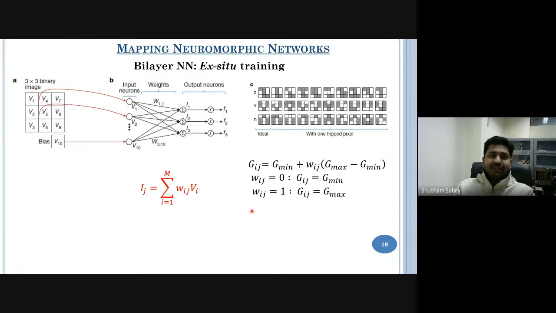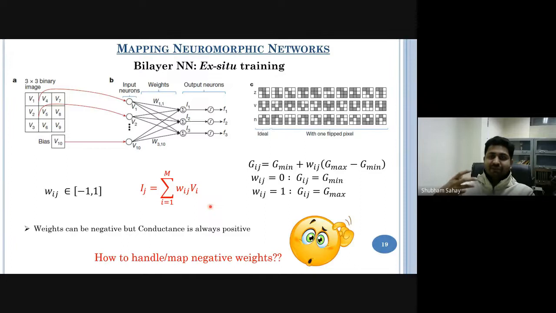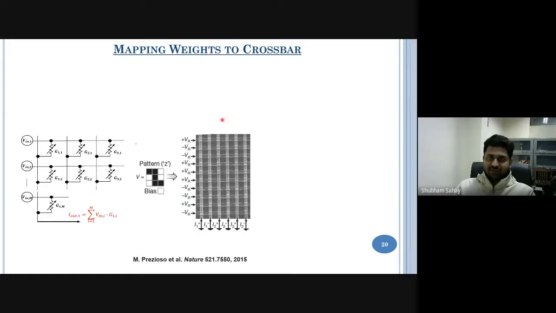Now, one problem with this kind of approach is your weights can be negative in software, but conductance is always positive. Now the thing is, how can we map something which is negative with something which is always positive? So the answer to that is, we use this differential configuration. In this differential configuration, we divide all the weights in software into a positive part of the weight and a negative part of the weight. So if the negative part of the weight is higher than the positive part, the weight is negative. If the positive part of the weight is higher than the negative part, the weight is positive.